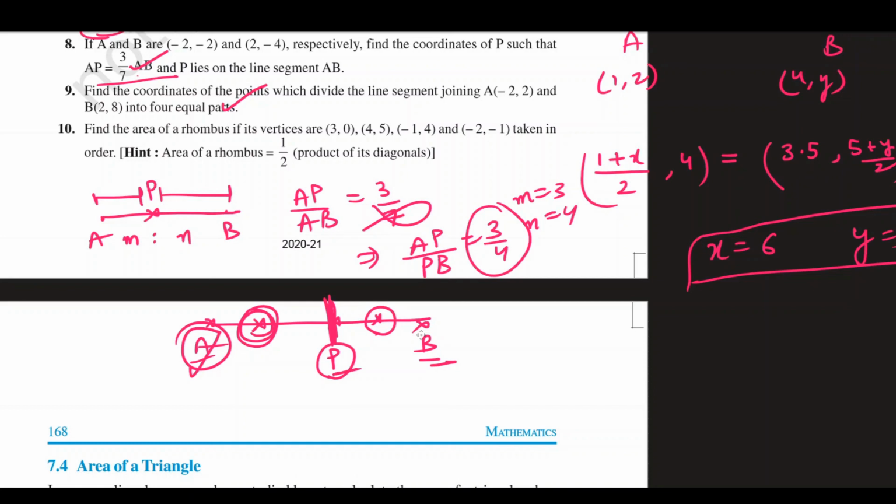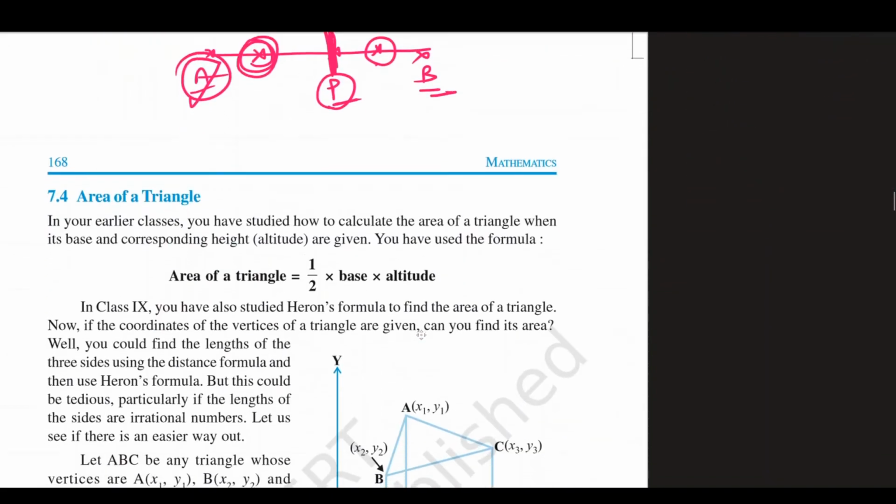So the next question is find the area of the rhombus if its vertices are these. You just have to put the values in the formula. So in the next video we will be doing the area of triangle.